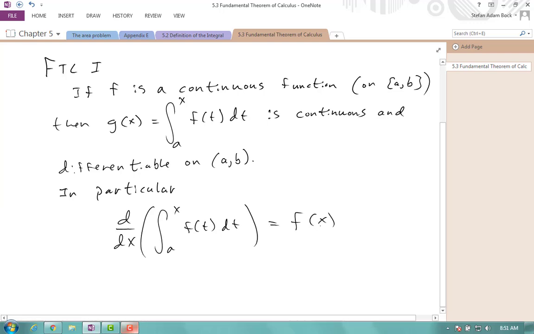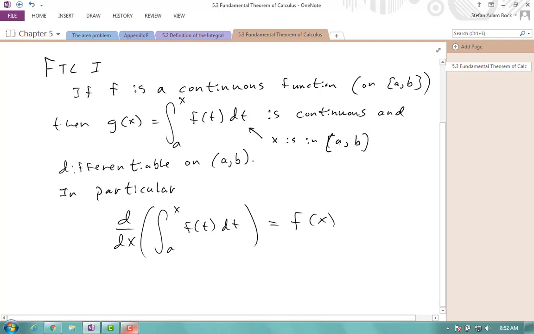So if f is a continuous function on a closed interval from a to b, then g of x, defined by the integral from a to x of f of t dt, and here what we mean by this is the integral from a to x is a function defined for x, where x is in a to b. So if x was equal to a, then this would have a value of 0, but if x was equal to b, then it would have the value of the full integral from a to b of f of t dt. Well, that function is continuous and differentiable on the closed interval, maybe not on the endpoints.